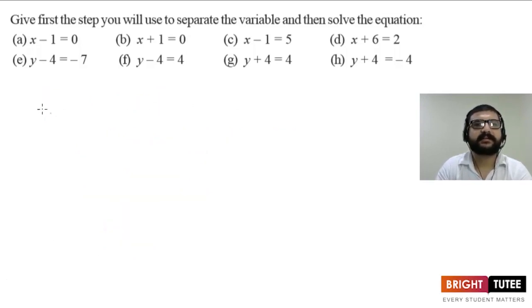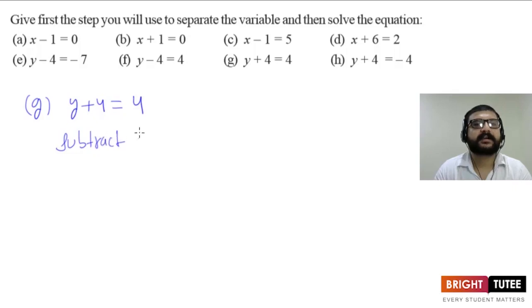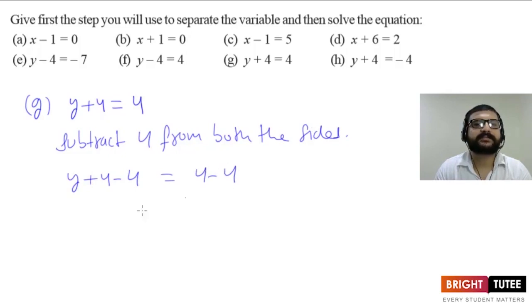Now the next equation, which is y plus 4 is equal to 4. Now again, here also we have to get rid of this plus 4, which is written with the variable y. For that, we can subtract 4 from both the sides of the equation. We will get y plus 4 minus 4 is equal to 4 minus 4.